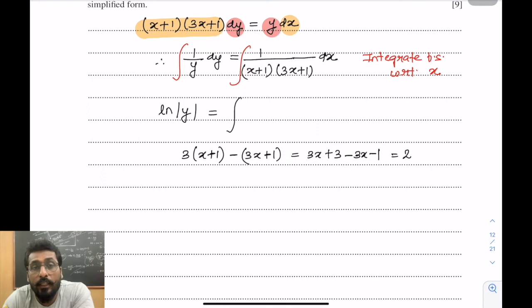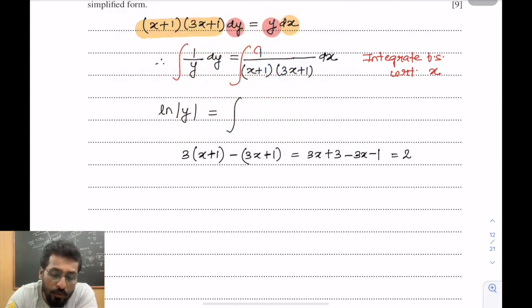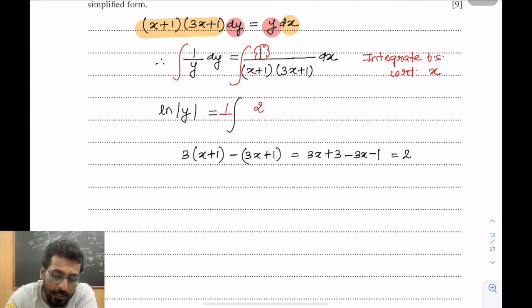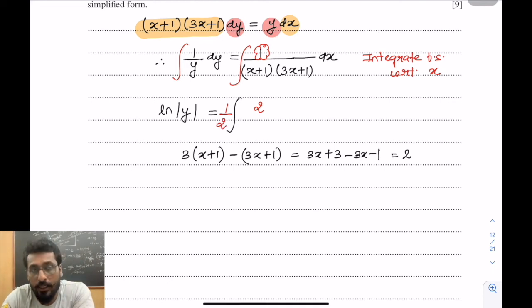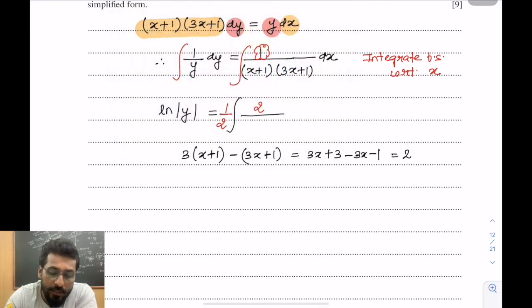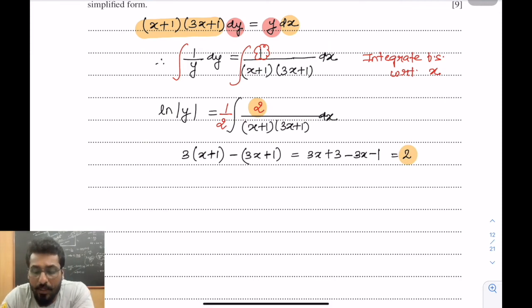Okay, in the numerator, you can see a 1. So this 1, I'm going to make it as 2. I just multiply and divide by 2. That's it. 1 upon 2 outside the integral, 2 inside the integral, and then the whole divided by the term that you already had: x plus 1 multiplied with 3x plus 1 and dx. Now this 2 in the numerator and this 2 are one and the same, and this 2 can now be replaced with this term, isn't it?